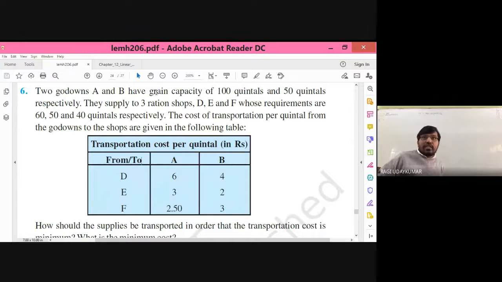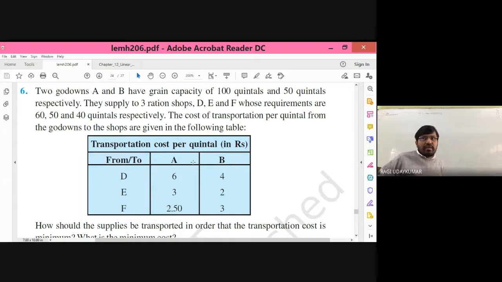There are two godowns A and B that have grain capacities of 100 quintals and 50 quintals respectively. Godown A has 100 quintals of capacity and godown B has 50 quintals of capacity. They supply to three ration shops. From godown A, grain goes to D, to E, and to F.